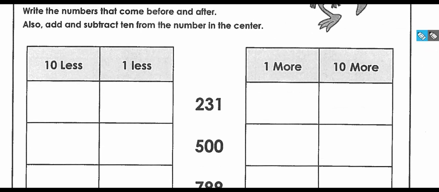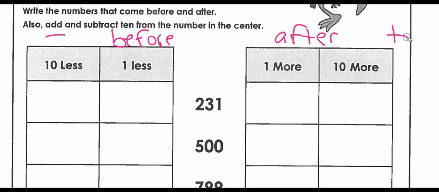We say that what comes before, that would be less. So I'm on this side now. This is before, which I'm going to subtract. When I do more, that means after. I just didn't want you to get confused. So I'm going to subtract when I do less, and I'm going to add when I do more. Okay, so I'm going to take 231.